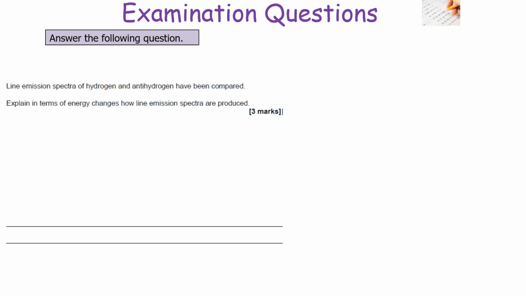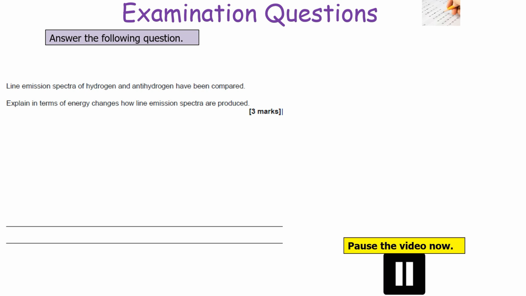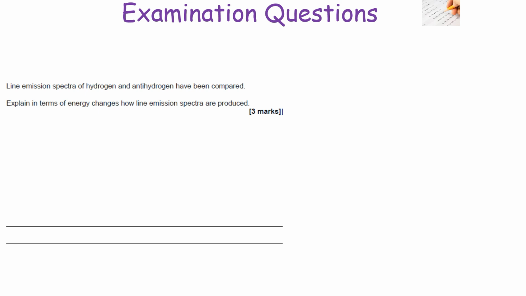Explain in terms of energy changes how the line emission spectra are produced. So pause the video now, then unpause the video when you want to go through your answer. It's important that you can explain how we get emission spectra and absorption spectra, which link into the energy level differences found inside an atom.